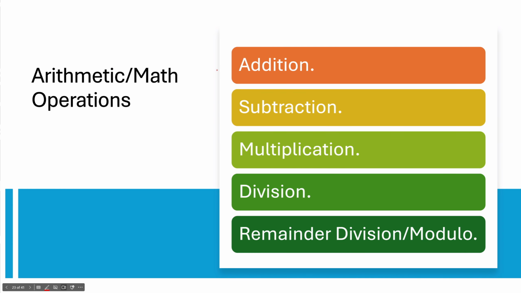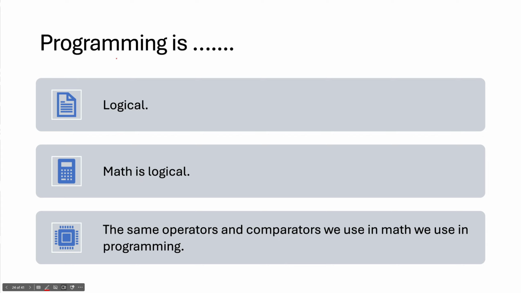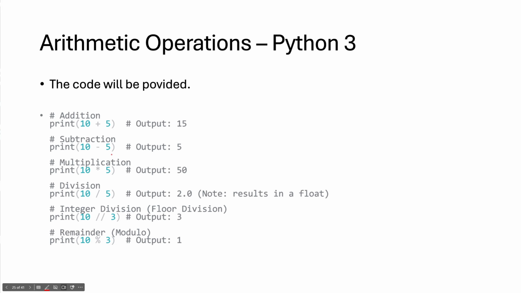For arithmetic or math operations, just like in the real world, I guess we have addition, subtraction, multiplication, division, and remainder division or modulo division. So here we go. Programming is logical, math is logical. The same operators and comparators we use in math, we use in programming. They might look slightly different, but they do exactly the same thing. So the arithmetic operations, here we are.